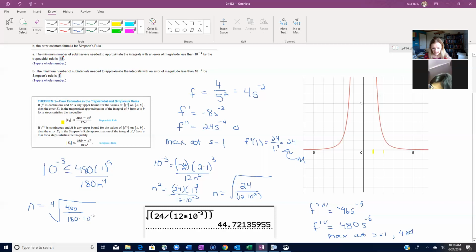Okay. And if your answer is odd, you have to round up to the next even integer, because Simpson's rule requires that you have even integers.